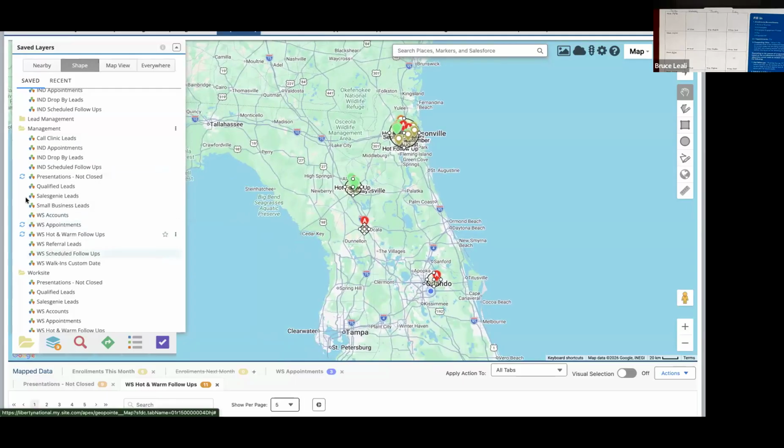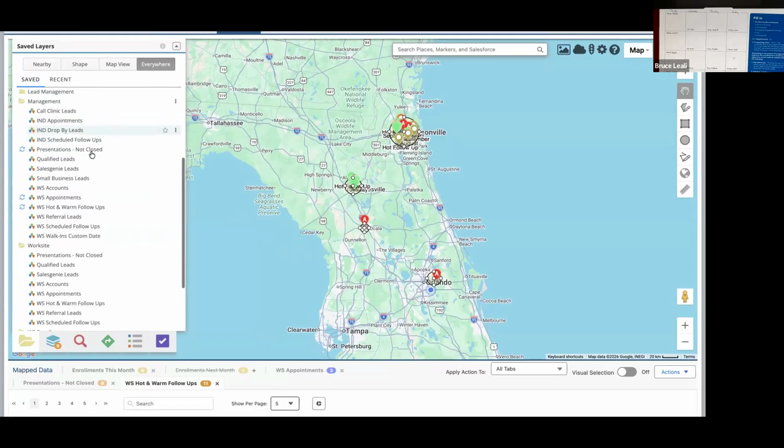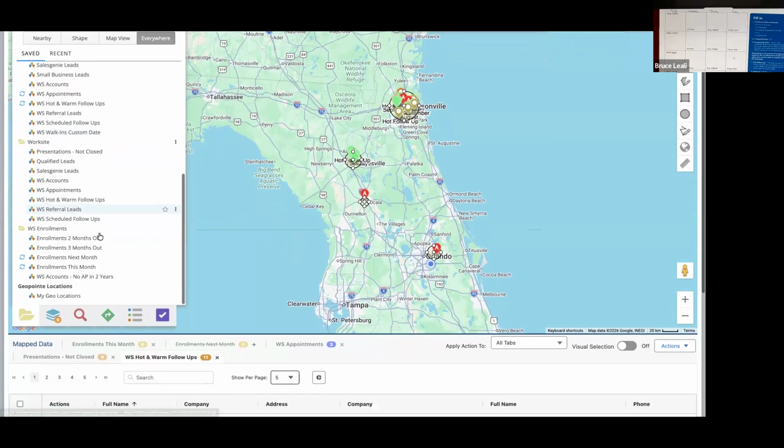So a couple of things you're going to notice off to my left, I've got my layers. As you know, the biggest thing that I do, here's what I do. Number one, I'm not going to use any shapes here, but I already have it pre-populated, but I'm going to click everywhere the first time. Why I click everywhere is because I'm pulling up my enrollments first.